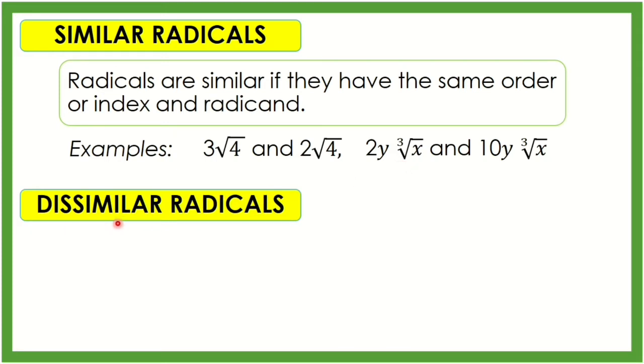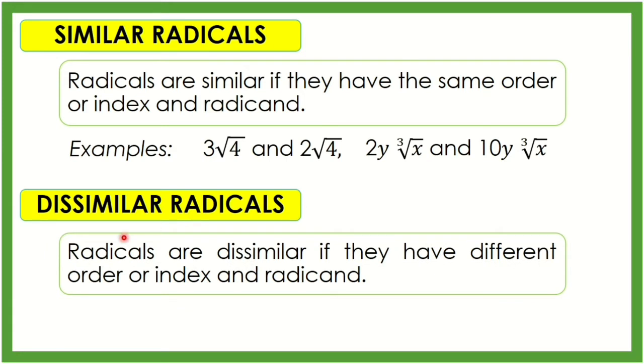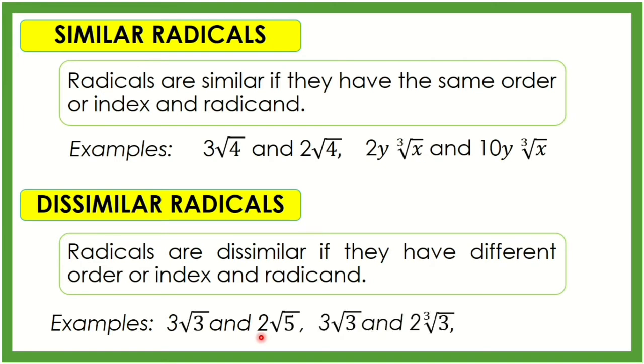Ano naman yung mga tinatawag na dissimilar radicals? Radicals are dissimilar if they have different order or index and radicand. Examples: 3 square root of 3 and 2 square root of 5. Ang kanilang index or order ay parehas na 2. Pero, ang kanilang radicand ay different, 3 and 5. Therefore, they are dissimilar.